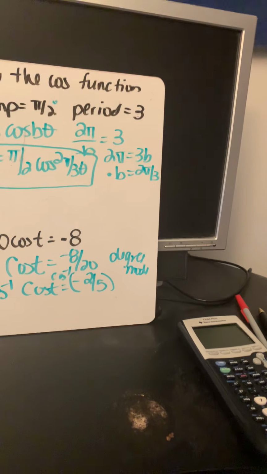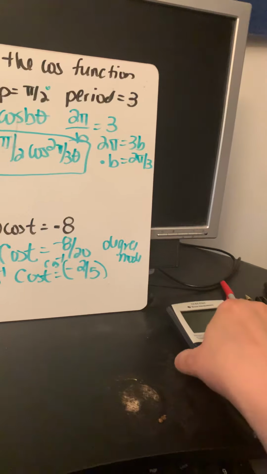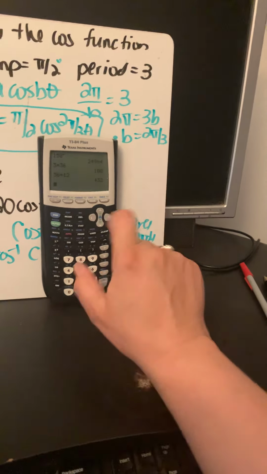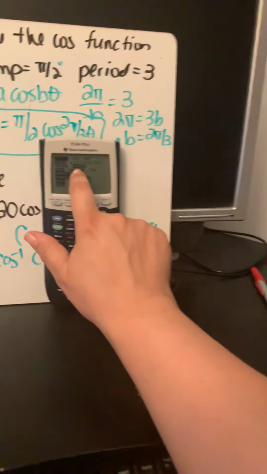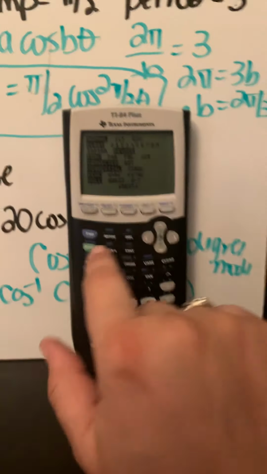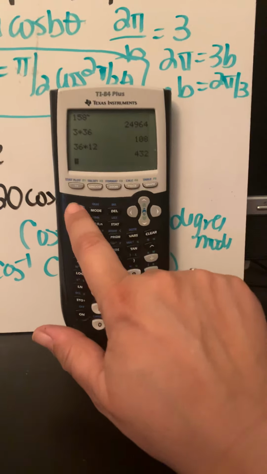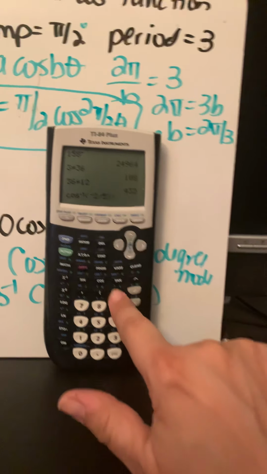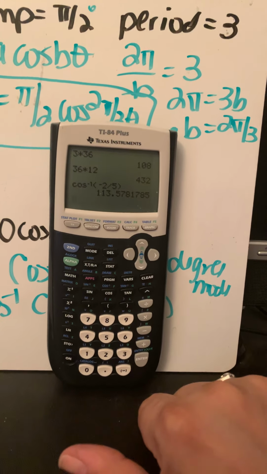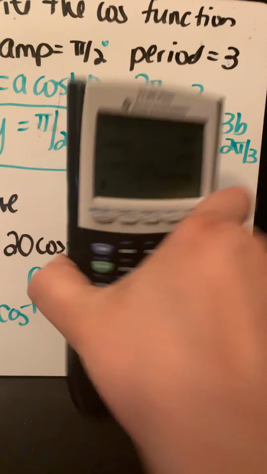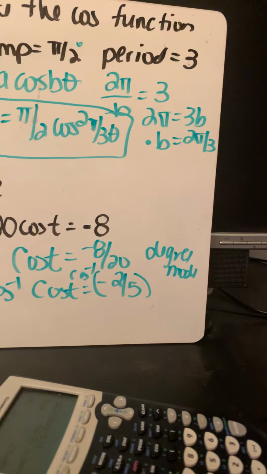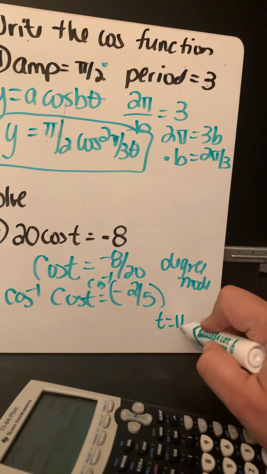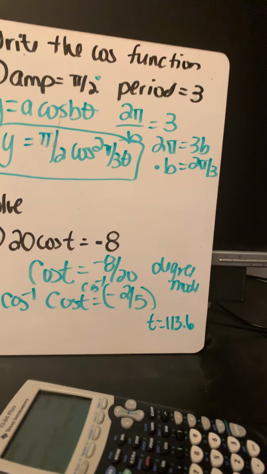Okay, so get out my calculator, turn it on, mode, make sure it's in degree mode. Okay, so we've got degree mode. Second quit, second cosine inverse of negative 2/5. So it's 113.6. So t is going to be 113.6. That's all there is to it.